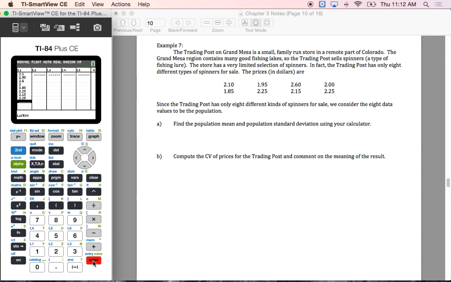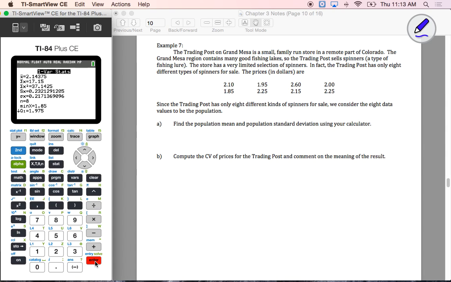Again, always double check you type all of your numbers in correctly. So now what we're going to do is hit our stat button again. We're going to go over to calc. We want the one var stat, so we're going to hit enter, and we're going to move down to calculate. So there's all of our numbers. Now we are talking about dollars here, so we're going to have 2 decimal places when we write everything out.